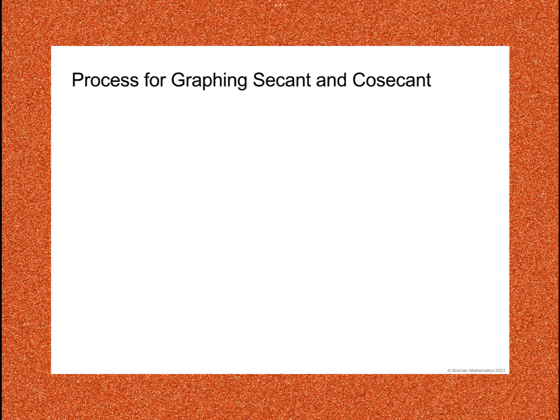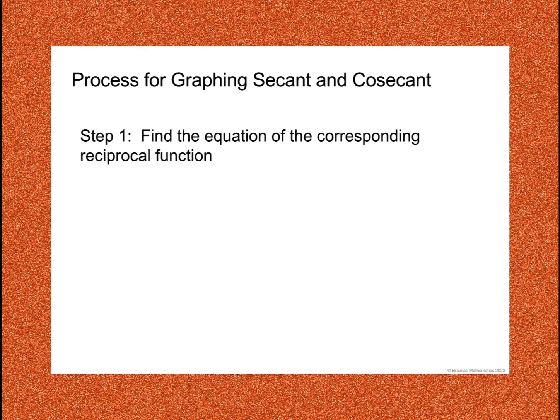What is the process for graphing cosecant and secant graphs? Step 1, find the equation of the corresponding reciprocal function. Recall that the cosecant function is the reciprocal of the sine, because cosecant theta equals 1 over sine, and the secant function is the reciprocal of the cosine function, because the secant of theta is equal to 1 over cosine of theta.